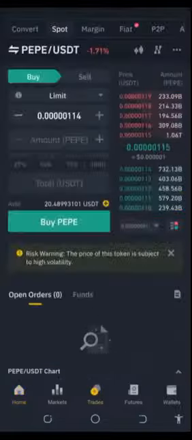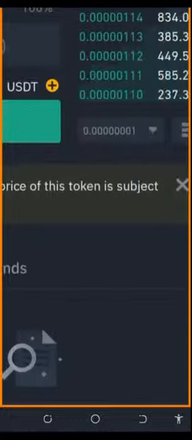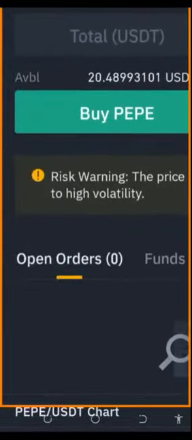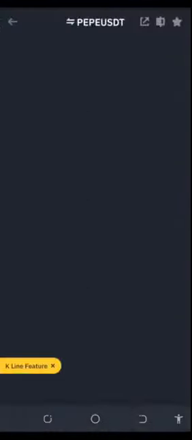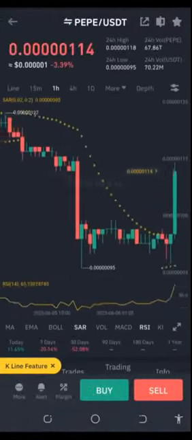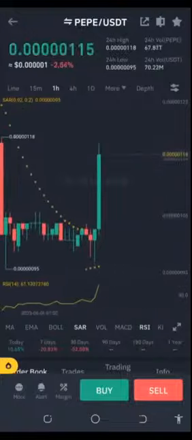If you take a look at what they said here, it says risk warning. The price of this token is subject to high volatility, very high. So that means at some point it can unnecessarily drop, and at some point it can unnecessarily rise, just like you can see here. It looks really interesting. See the kind of dump it had, and then all of a sudden, within a couple of hours, about 10, 15 hours, it had a really good home run.